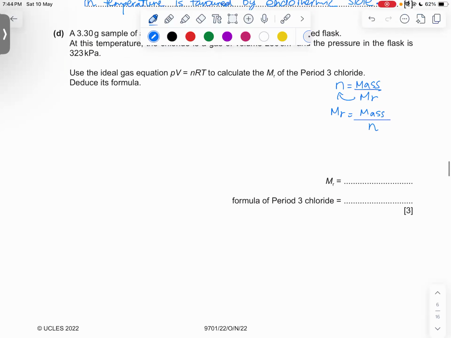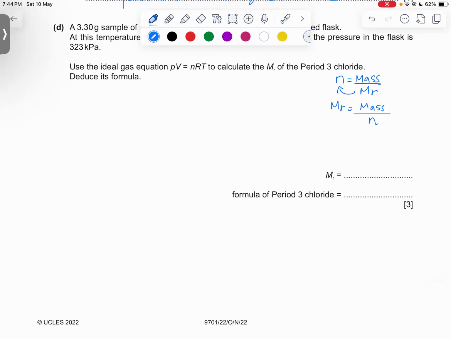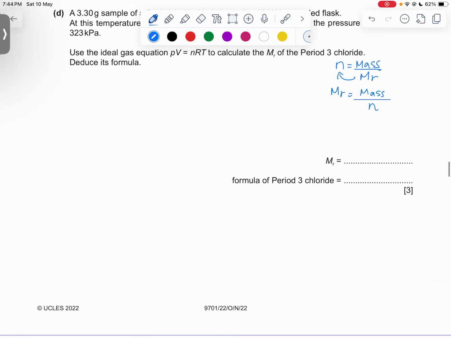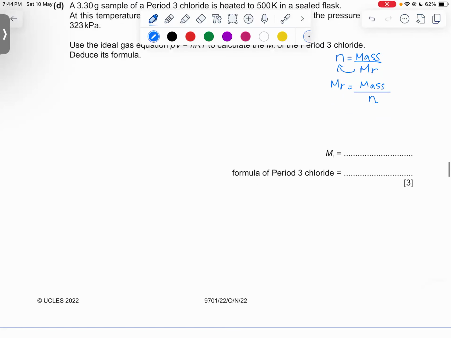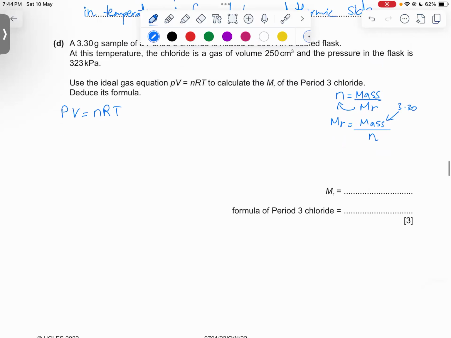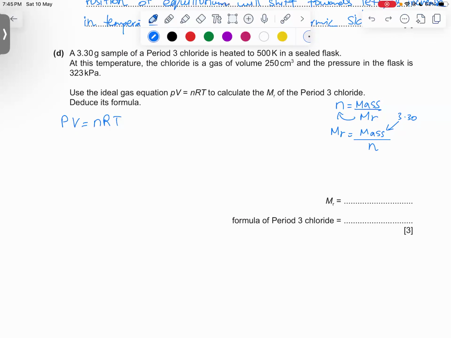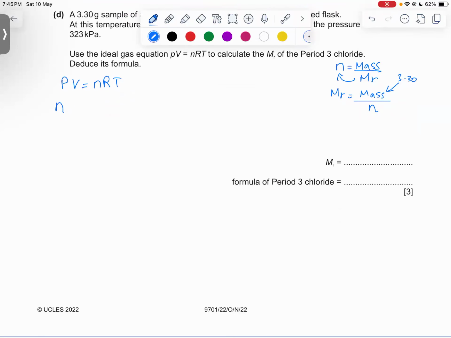For MR, we do mass upon N. So for that, we will now use the formula PV is equal to nRT. We already know the mass. It is 3.30. How do I know that? Because 3.30 sample has reacted, right? We just need to find the moles. So N is equal to PV upon RT.